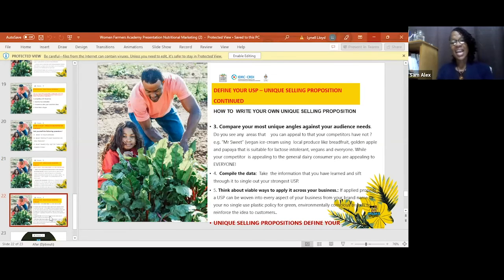Compare your most unique angles against your audience's needs, compile the data, and think of viable ways to apply it across your business. So this is how you do your unique selling proposition. And you will realize that you could go back to the very top, Linnell.